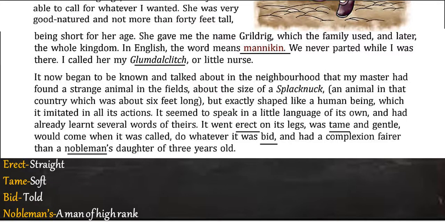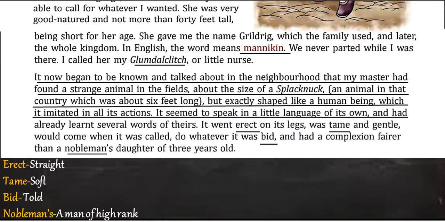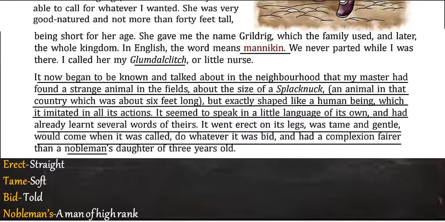It now began to be known and talked about in the neighborhood that my master had found a strange animal in the fields, about the size of a splacknuck, an animal in that country which was about 6 feet long, but exactly shaped like a human being, which it imitated in all its actions. It seemed to speak in a little language of its own, and had already learned several words of theirs. It went erect on its legs, was tame and gentle, would come when it was called, do whatever it was bid, and had a complexion fairer than a nobleman's daughter of 3 years old.